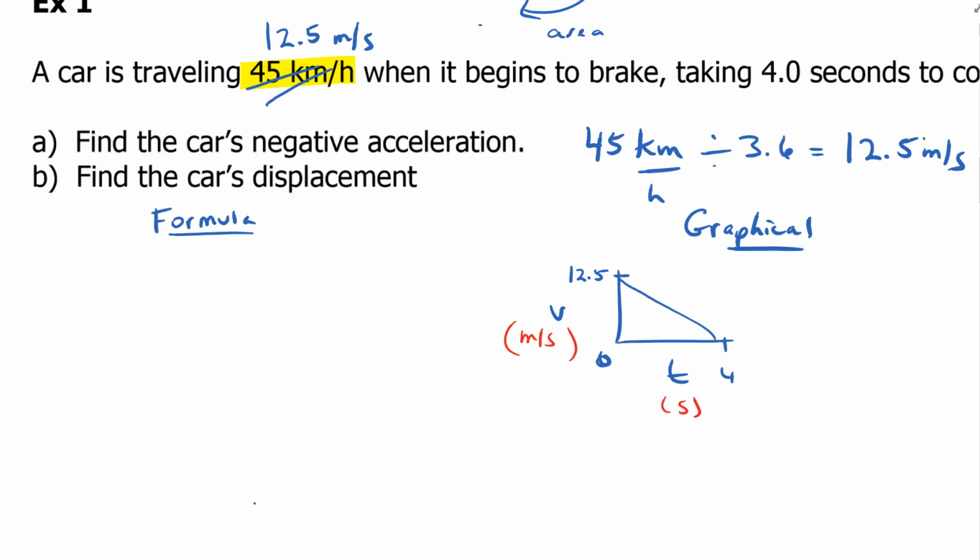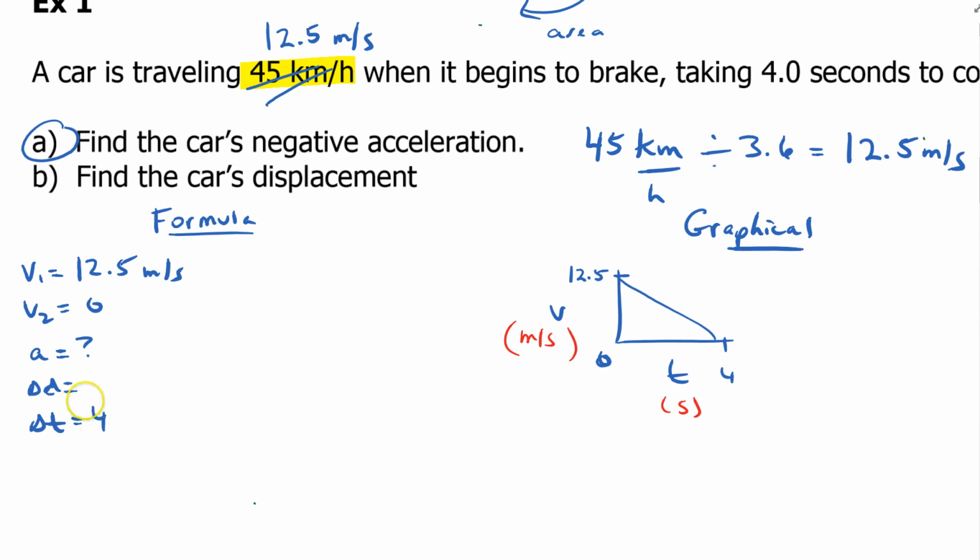Okay, so if we're going to do the formula method, let's write out all the stuff that we know. V1, V2, A equals, delta D equals, delta T equals, there's those 5 things. So what do we know? The initial velocity was 12.5. The final velocity was 0. The acceleration, that's what we want to know in the first question, so I'll put a question mark there. The displacement, that's what we're going to want to know afterwards, so I won't put a question mark yet, but when we get to part B, I'll put a question mark there. And the time is 4.